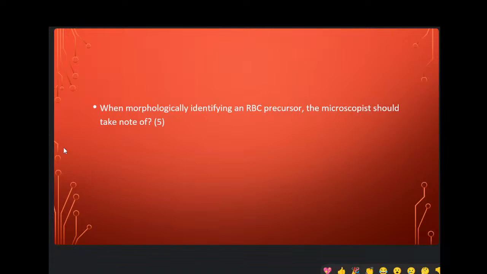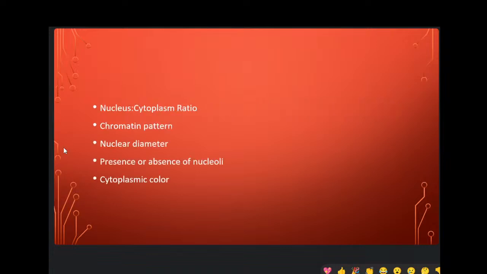But since you guys are still students, I would urge you to take note of these 5 things. The nucleus to cytoplasm ratio, chromatin pattern, nuclear diameter, the presence or absence of nucleoli, and lastly, the cytoplasmic color. Okay? Cytoplasmic color. Is it acidophilic or basophilic?